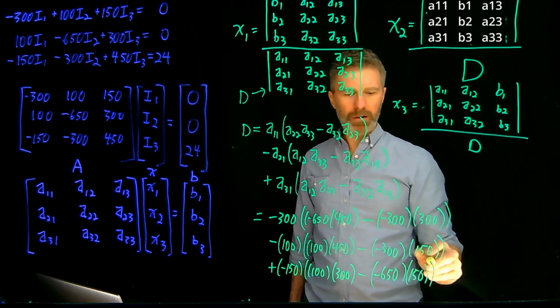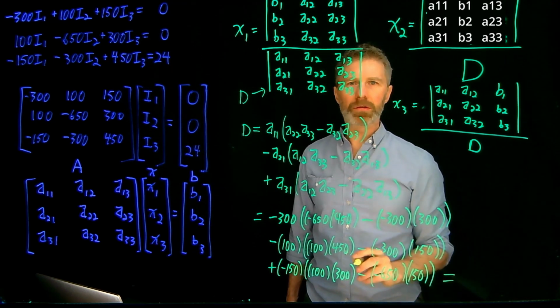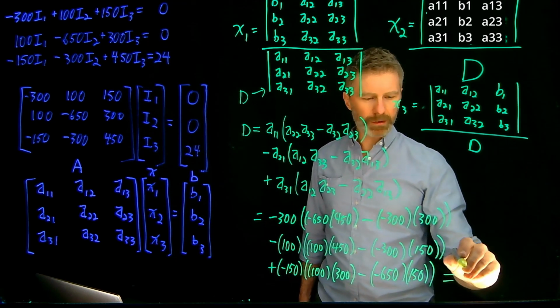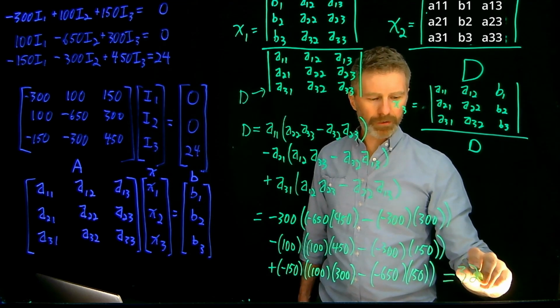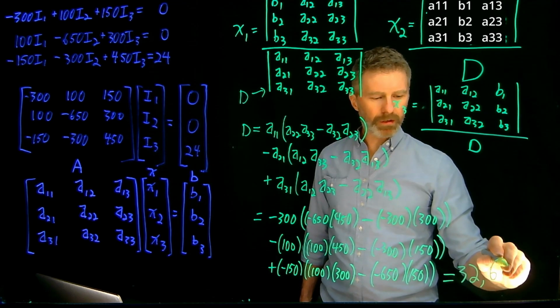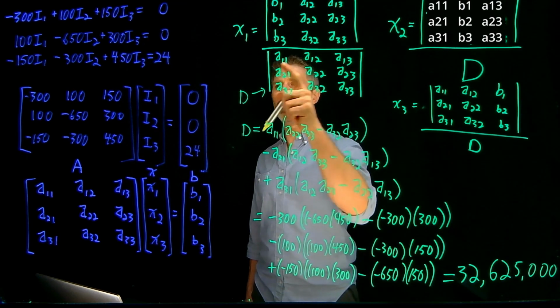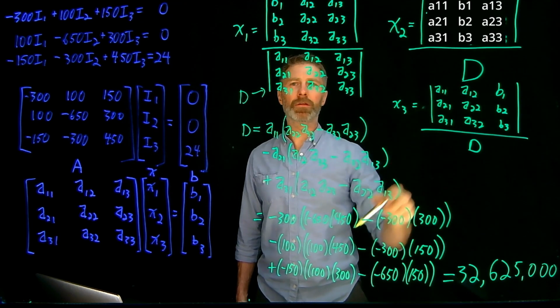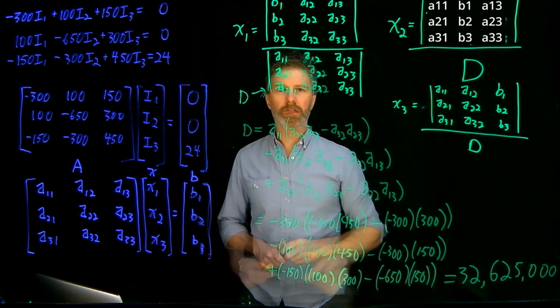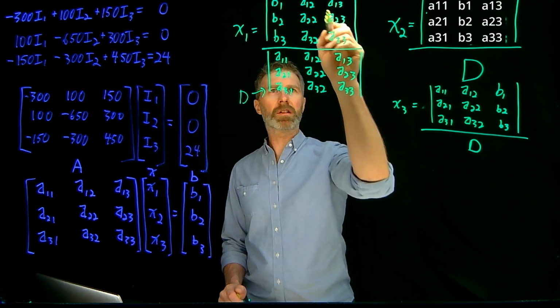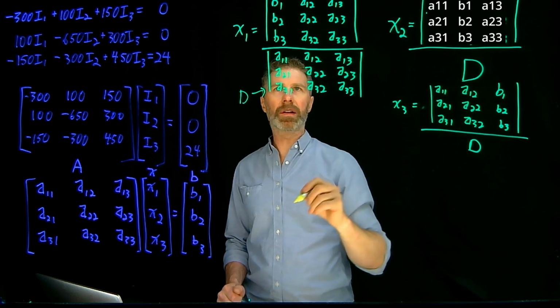And now if I plug in all of these numbers and do some number crunching in my calculator, I get 32,625,000. So that's the determinant for the A matrix that goes on the denominator for each one of these x1, x2, and x3 calculations. And I need to do a similar process for the numerator for x1, x2, and x3.